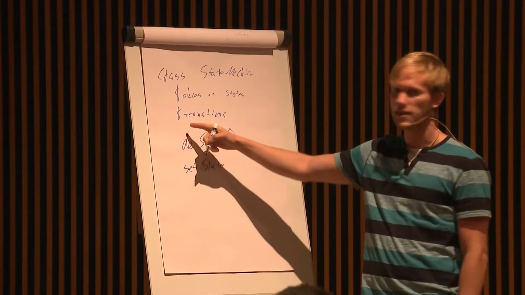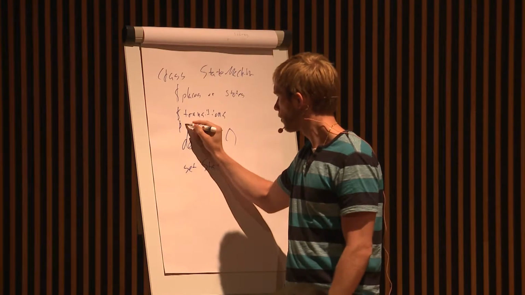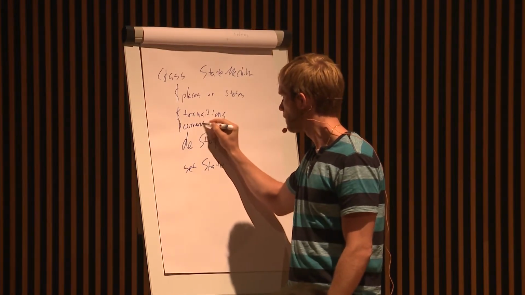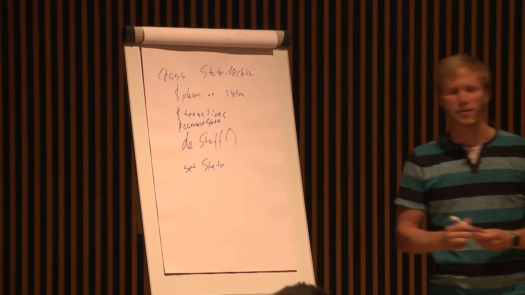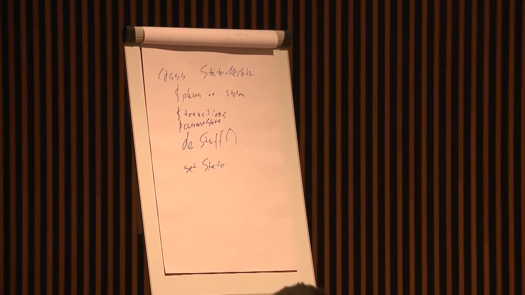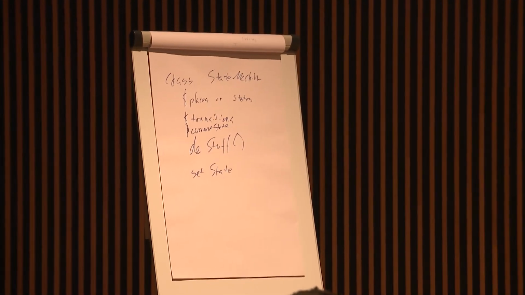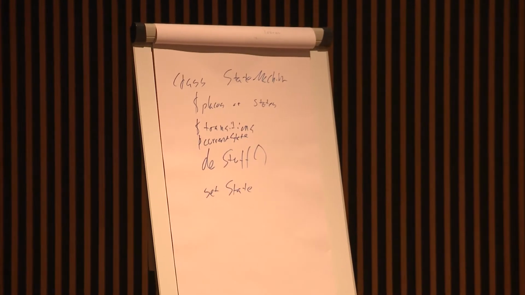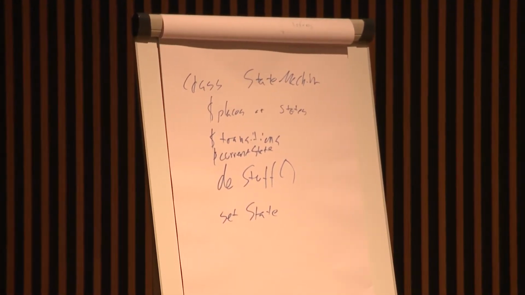We should probably have a state here as well, like the current state. I realized way too late that you probably won't see what I'm writing here, but you have an idea what I wrote here, right? This kind of works. You have doStuff, you have setState. Do we have anything else off the top of our heads?